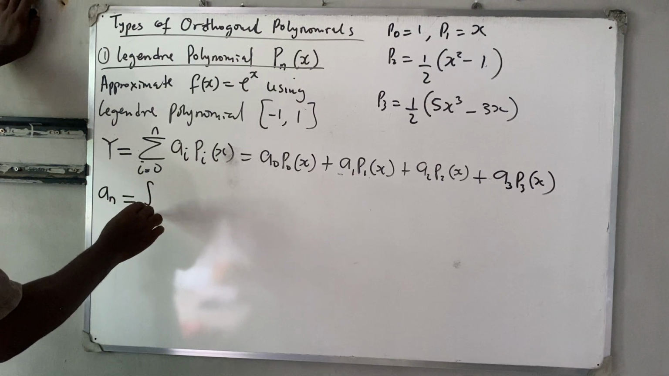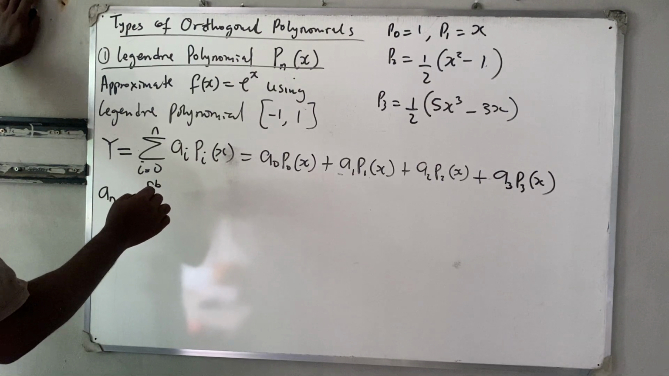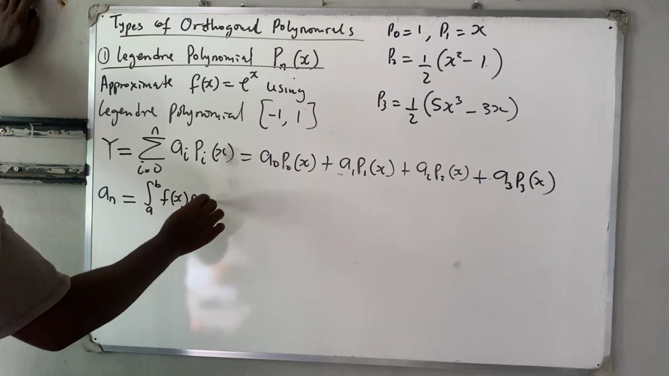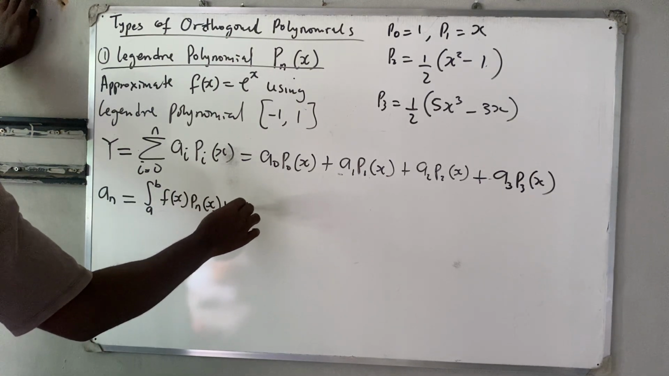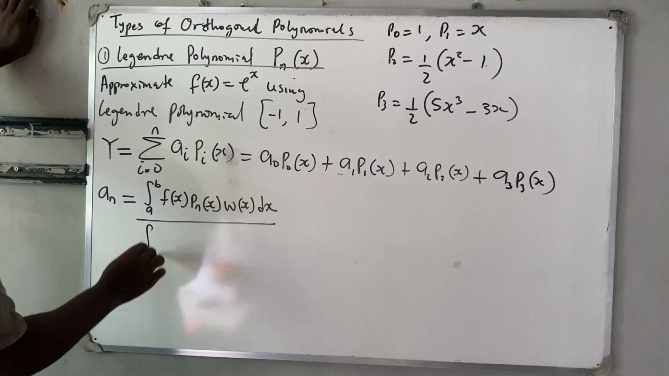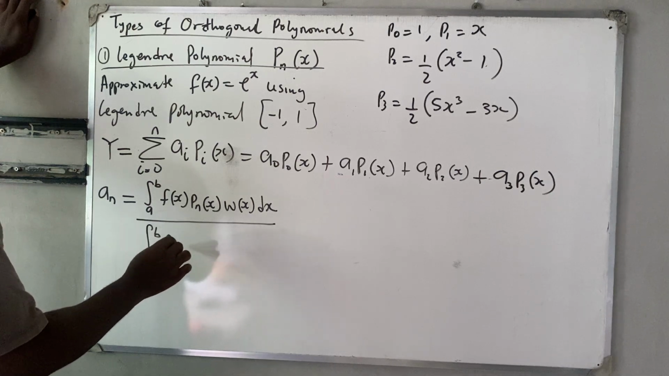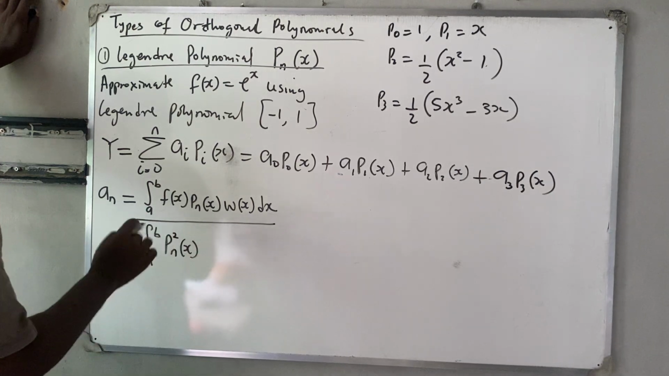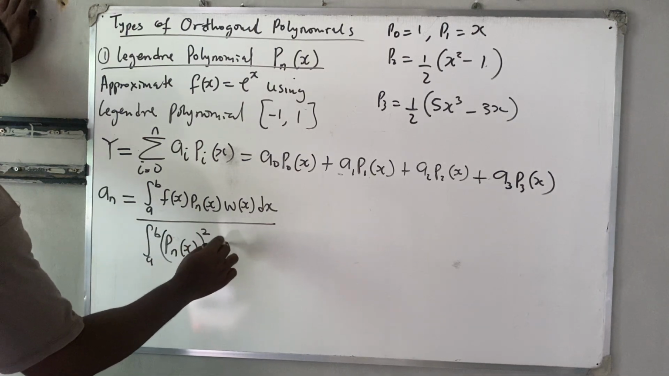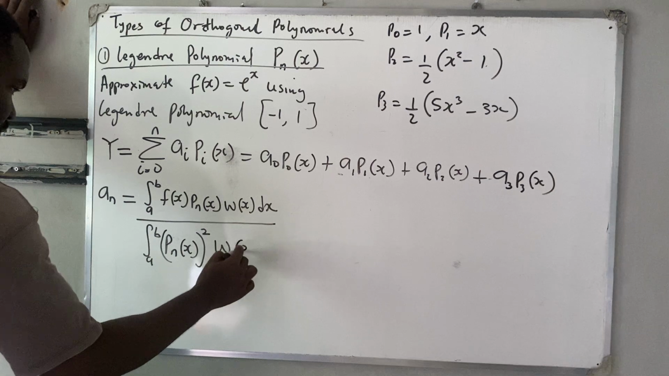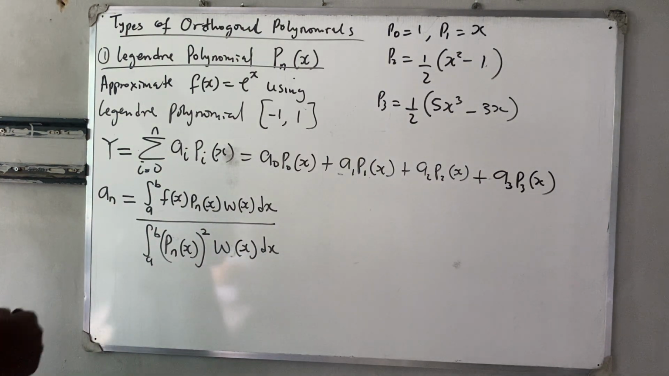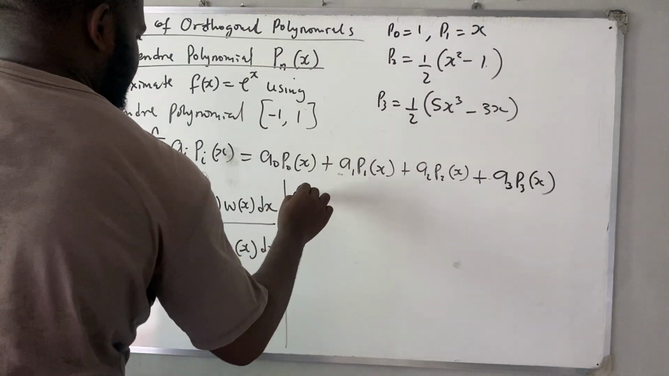The integration from a to b of f of x p_n of x with the weight function dx, all over the integral from a to b again of p_n of x squared, or you can say all squared so that it will not confuse you, with the weight function, then dx. Once you know this thing, you are good to go. So from this, we can get our a naught.